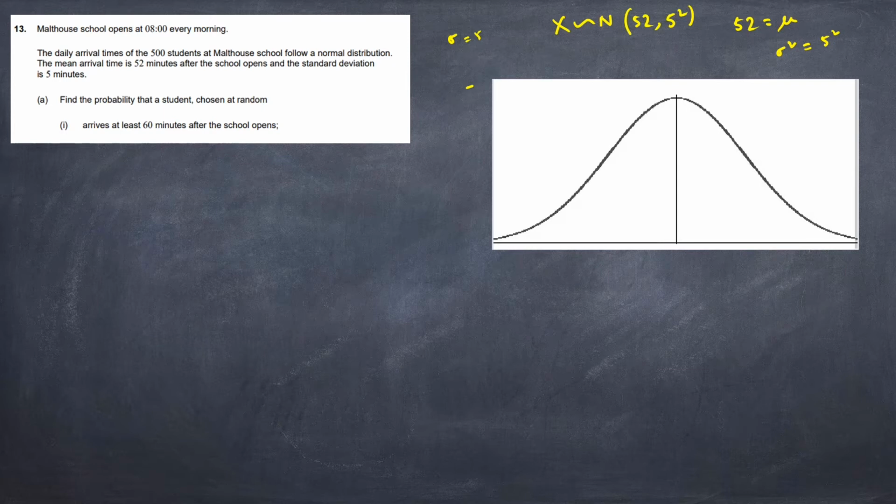Now here, this point is mu equals 52, and here we will have another point, that is z. Somewhere it is z. Here it is 60, sorry, it is x. So it is 60. Now we will use the formula to calculate this. First we will find the z value. For arrives at least 60 minutes after the school opens, we need the area of this region.